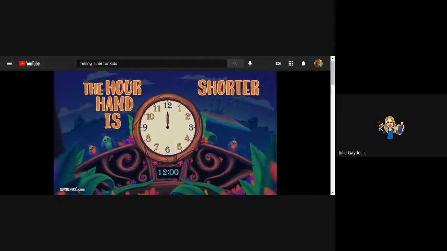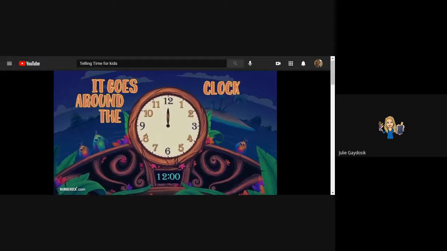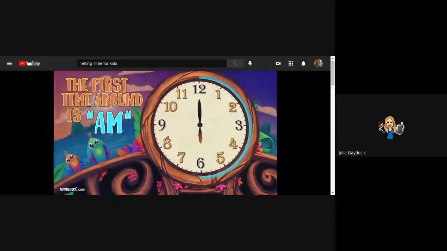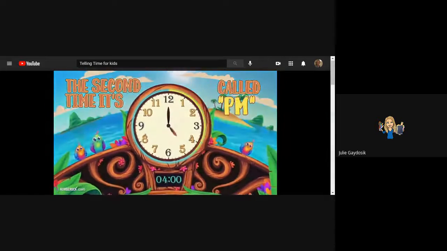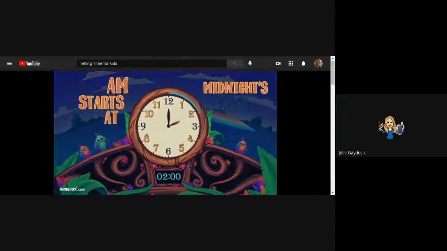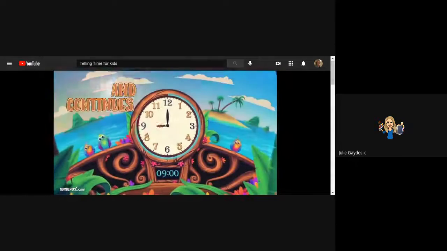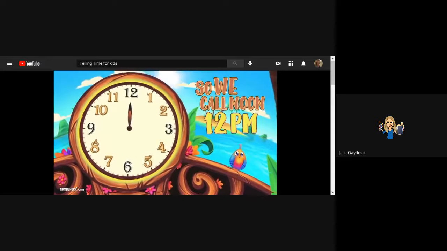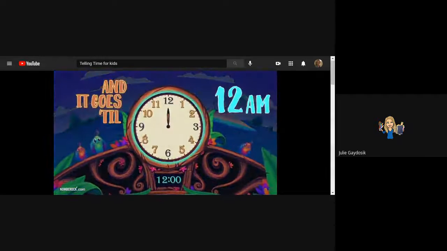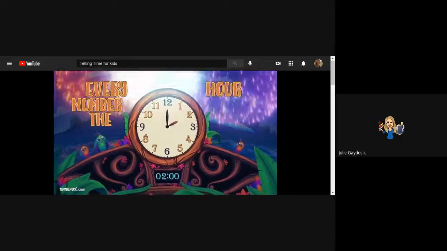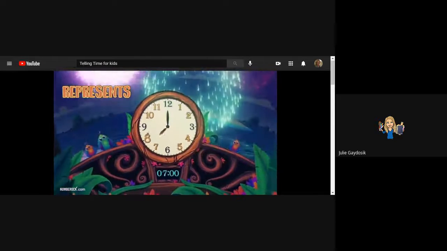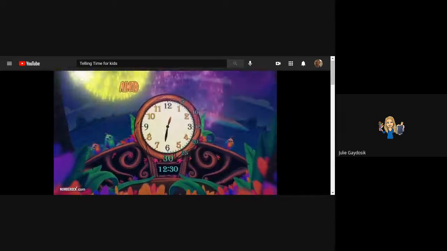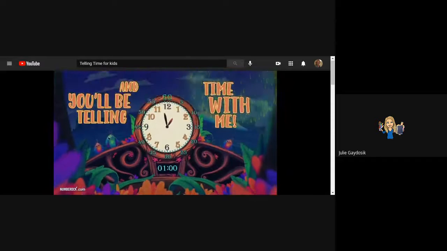The hour hand is shorter always. It goes around the clock twice each day. First time round is AM, the second time it's called PM. AM starts at midnight's moon and continues until noon, so we call noon 12 PM, and it goes till 12 AM. Every number the hour hand goes by represents 1 hour of time. Count the minutes out of 60, and you'll be telling time with me.